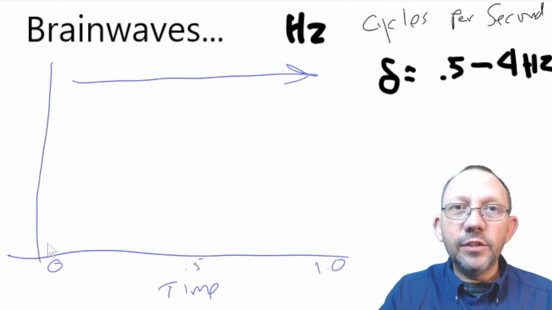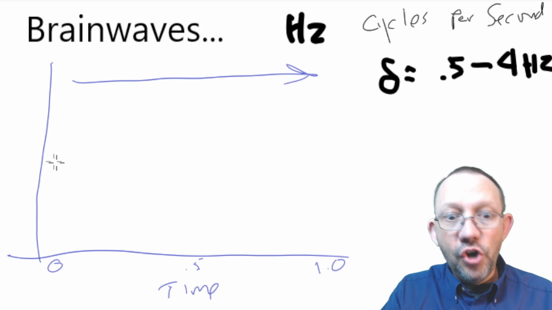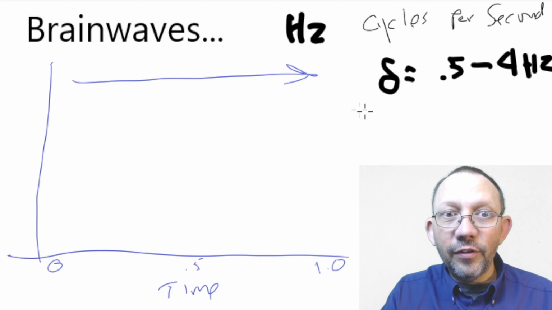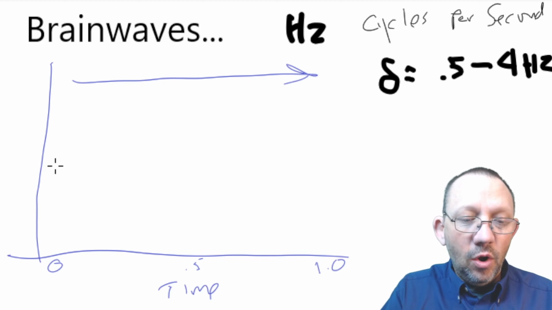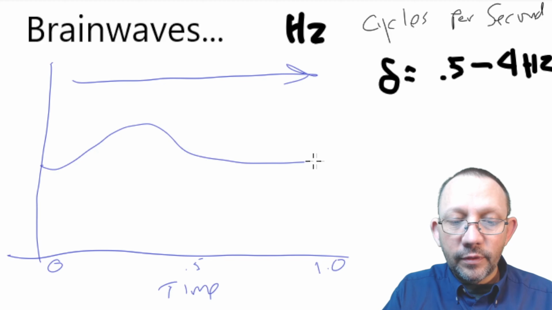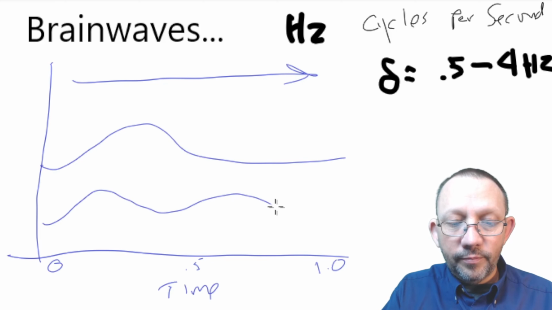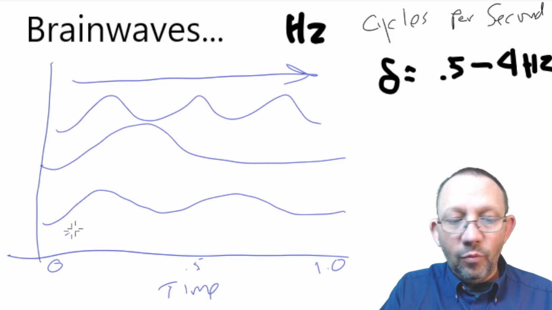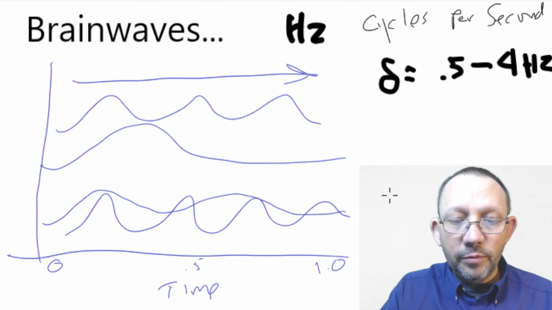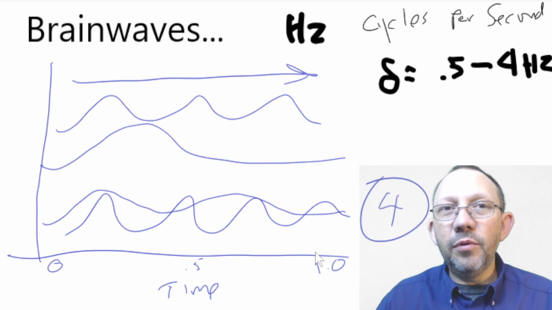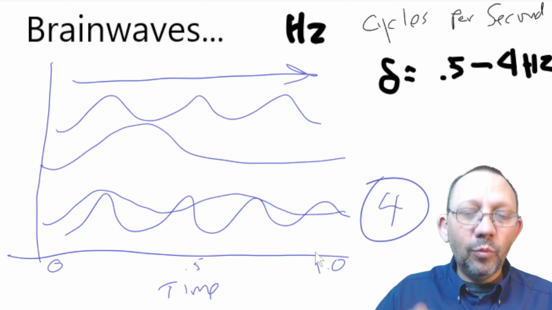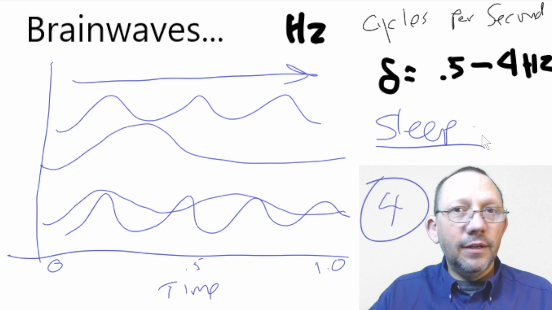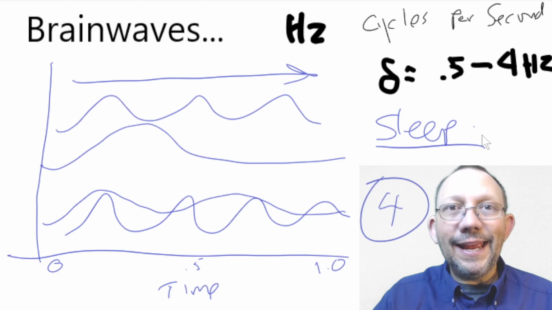And the delta is 0.5, so we may have no change in the cycles per second, and then all of a sudden we'll have one way out here, or maybe we'll have 1, or maybe 2 per second, or 1, 2, 3, 4. So up to 4. And that's the number of hertz cycles per second. And that's when we're sleeping. Deep sleep, dreamless, nothing going on. Basically, you're blank.